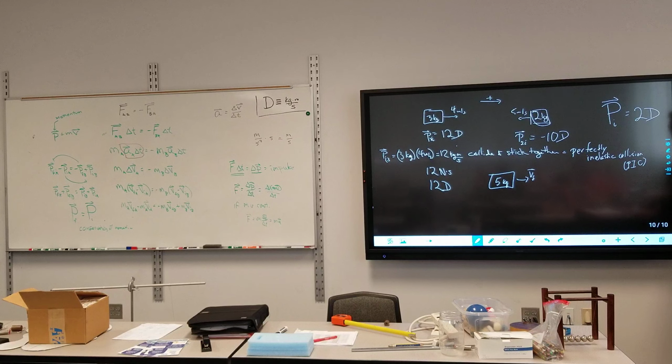So I know that momentum is mass times velocity. I have only a single object here, so that's 5 times v final. It has to be equal to 2 Descartes. Or, I didn't write units there, so. So what is the final velocity?